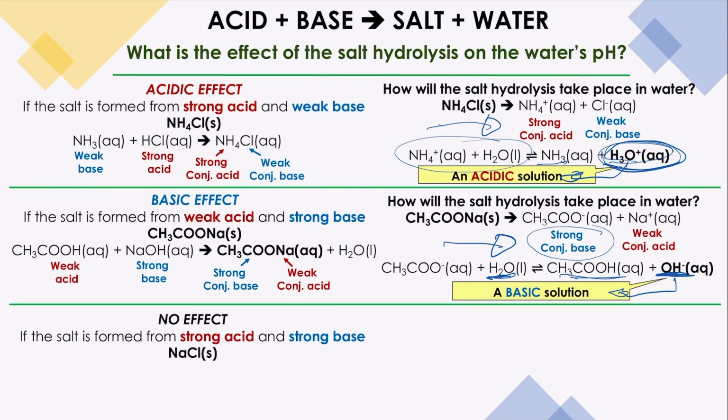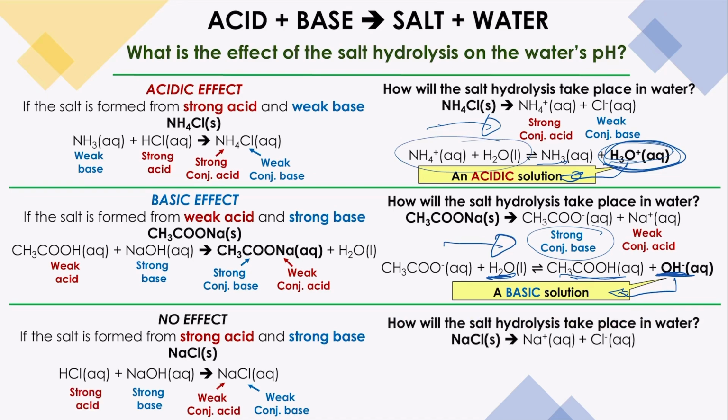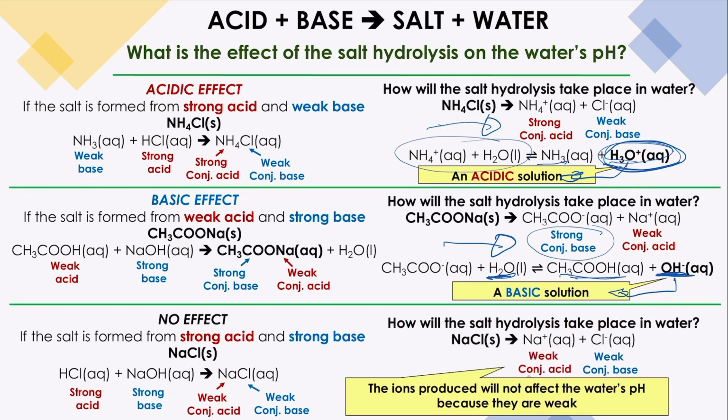We have here an example, NaCl, coming from HCl, which is a strong acid, and NaOH, a strong base. Of course, the ions that make the salt are both a weak conjugate acid and a weak conjugate base, which means that when the salt hydrolyzes in water, it will produce Na+ and Cl-. Both of them are weak. They will never interact with water. So the ions produced will not affect the water's pH because they are weak, and this salt will not affect the solution. It will never make it acidic or basic. It will just keep it as it is.